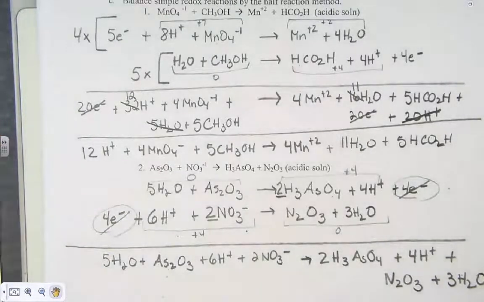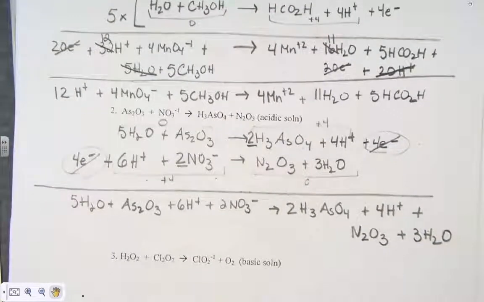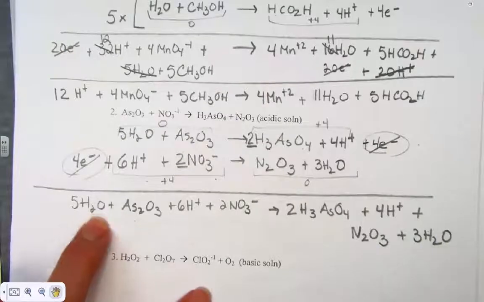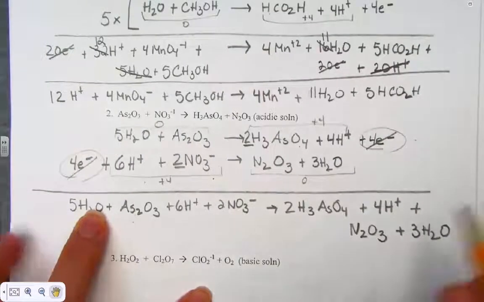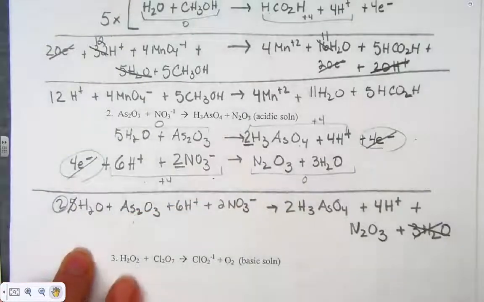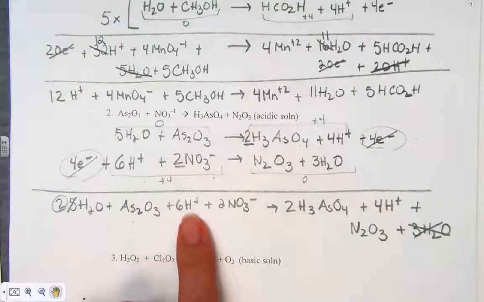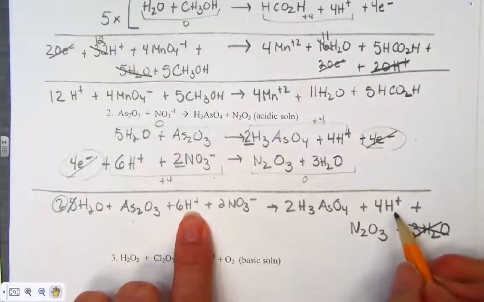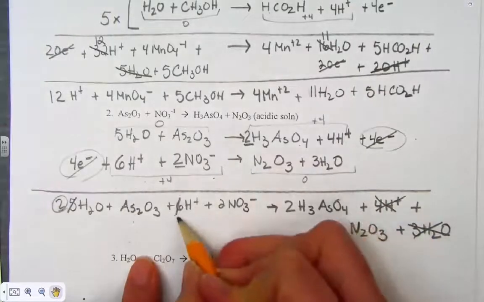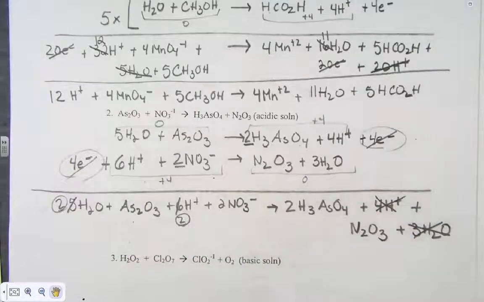What can we simplify? Well, I notice there's 5 waters on the left, 3 on the right, so those can be eliminated, giving me a net of 2. 6 protons on the left, 4 on the right. We can eliminate these 4, leaving me a net of 2.